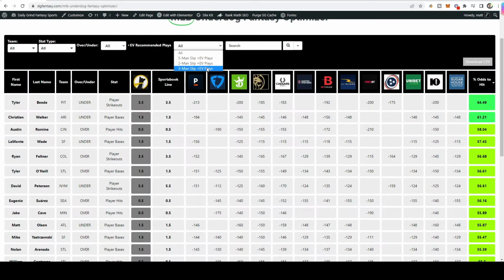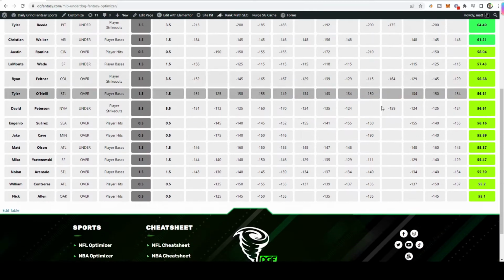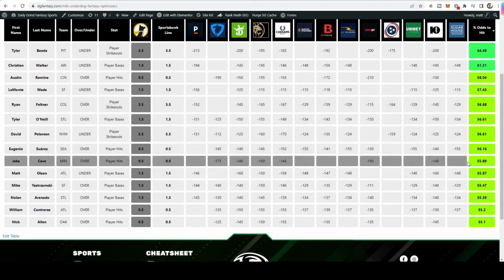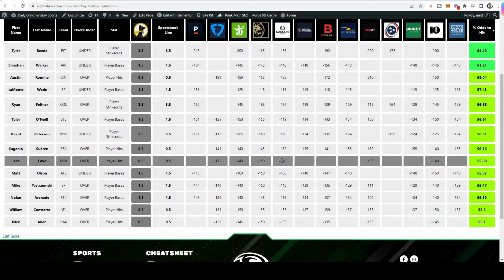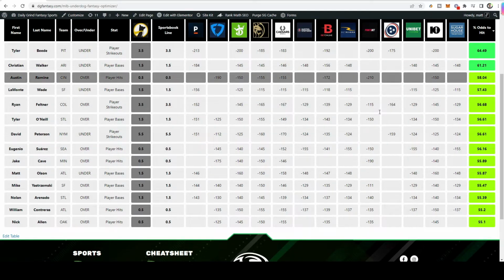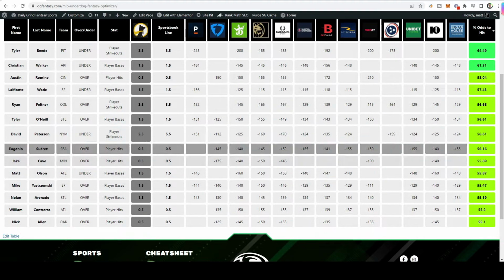So as you can see, if I filter by 3-man slip plus EV plays, it displays anything above 55%. If I were to pair any one of these bets together into a 3-player slip, this would be a plus EV slip. Because again, the fair odds are all greater than 55%.